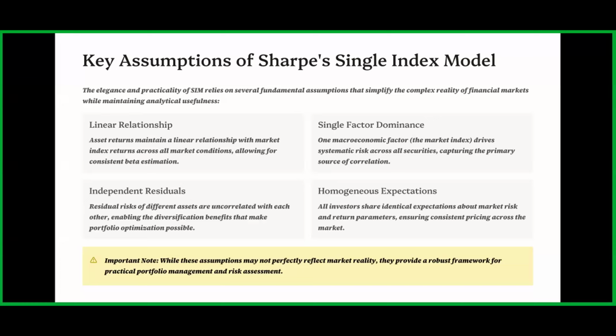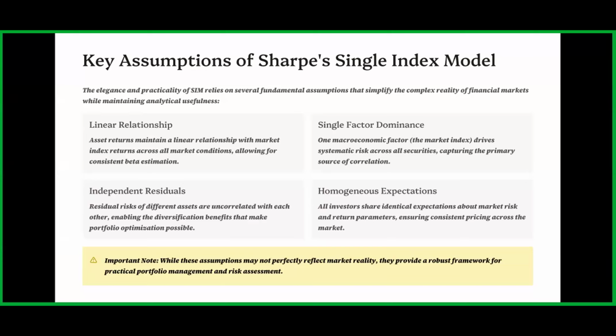Assumptions. The elegance and practicability of the single index model rely on several fundamental assumptions. What are those assumptions? The first assumption is the linear relationship. It tells us that asset returns maintain a linear relationship with the market index return across all market conditions, allowing for consistent beta estimations. That means the return on the assets and the market index return have a linear relationship.